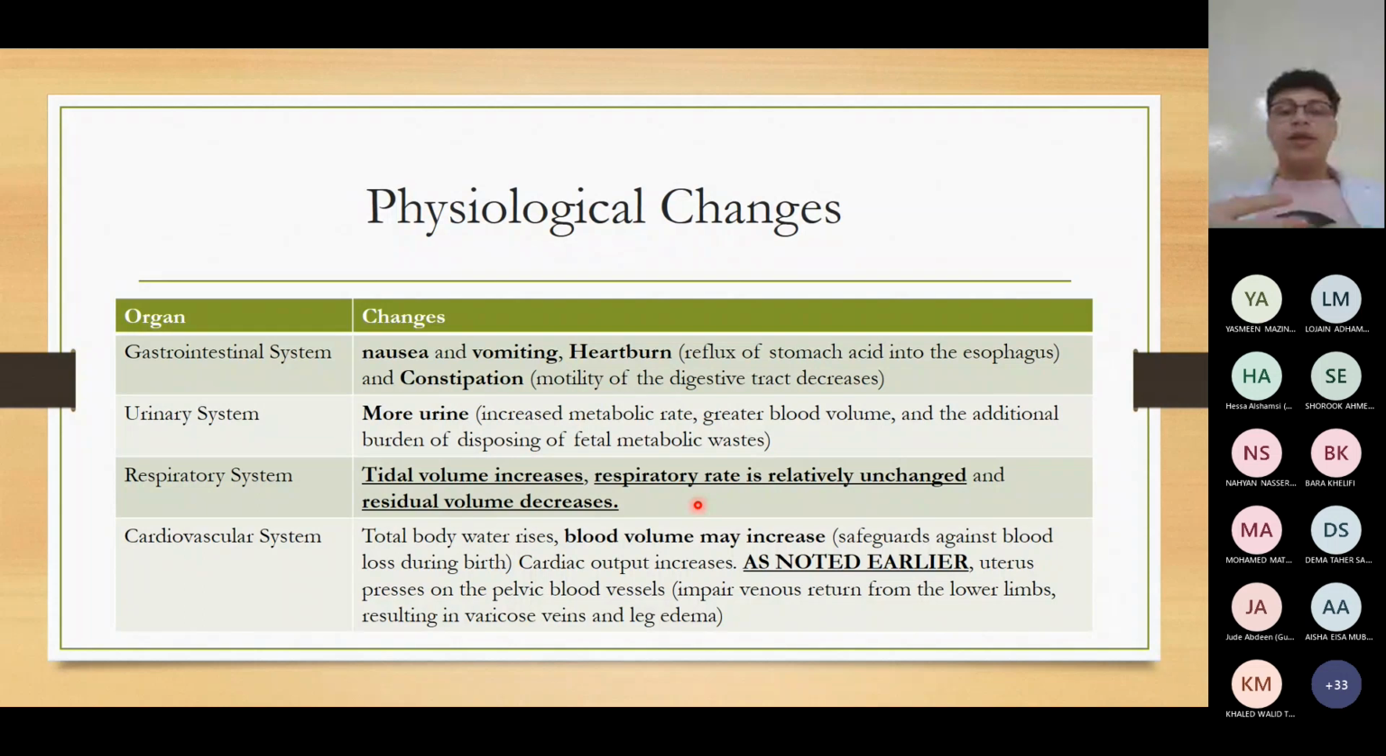It's going to increase. So you need to remember, blood volume is going to increase because we're having a fetus. We need to supply this fetus too. And another reason why blood is going to increase: whenever delivery is happening, the mother loses a lot of blood. So we need to compensate. Blood is increasing so it can compensate for the lost blood in pregnancy.